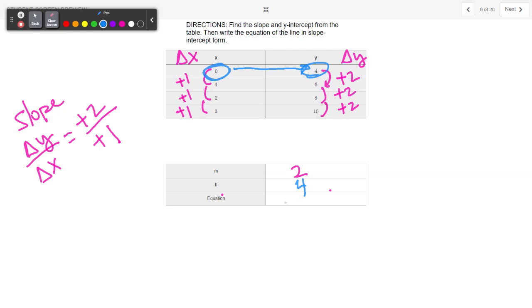And then to write the equation, the equation is y equals mx plus b. The m was 2. The b is 4. Put in the rest of that equation. So it should be y equals 2x plus 4.